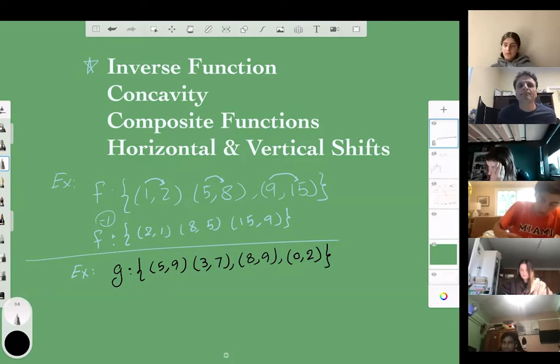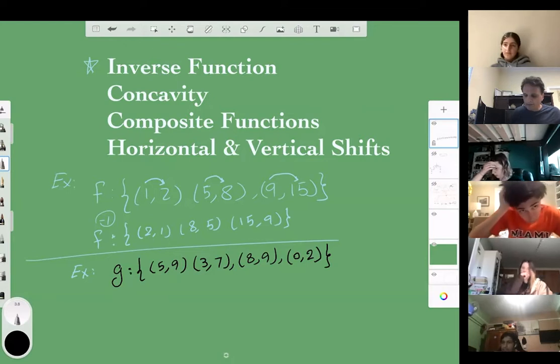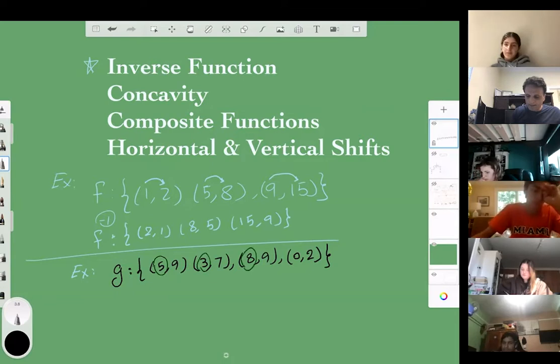The 9 is in 2 different y values. Okay, that's a good point. We have 5 goes to 9, also 8 goes to 9. So do you think this is not a function? In order to say whether it is a function or not, we only look at the domain, and none of the inputs repeat, correct? So this is a function. It happens that 5 goes to 9 and 8 goes to 9, but there's nothing wrong with that.